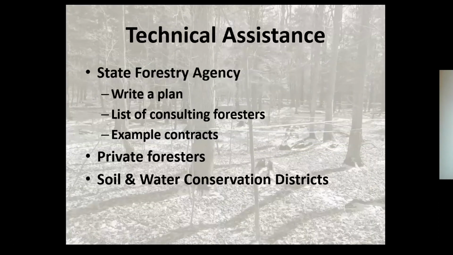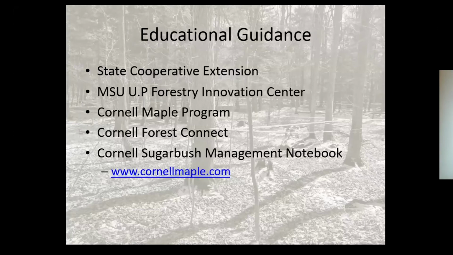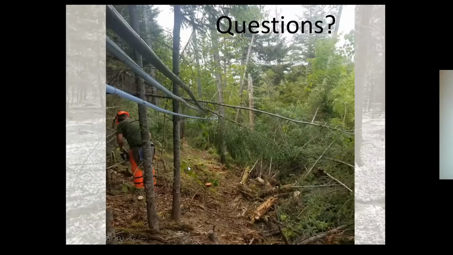As far as tools, your state forestry agency should have tools to help you write a management plan, have lists of consulting foresters to work with, example contractors, reach out to private foresters, your local soil and water conservation districts, your state cooperative extensions. A lot of times a local state environmental agency will have foresters who will work with you for free. And then we also have our Cornell Maple program. We're certainly happy to help you. And we have a Cornell Sugar Bush Management Notebook, which is on our cornellmaple.com webpage. So I will stop there and turn it over to questions.